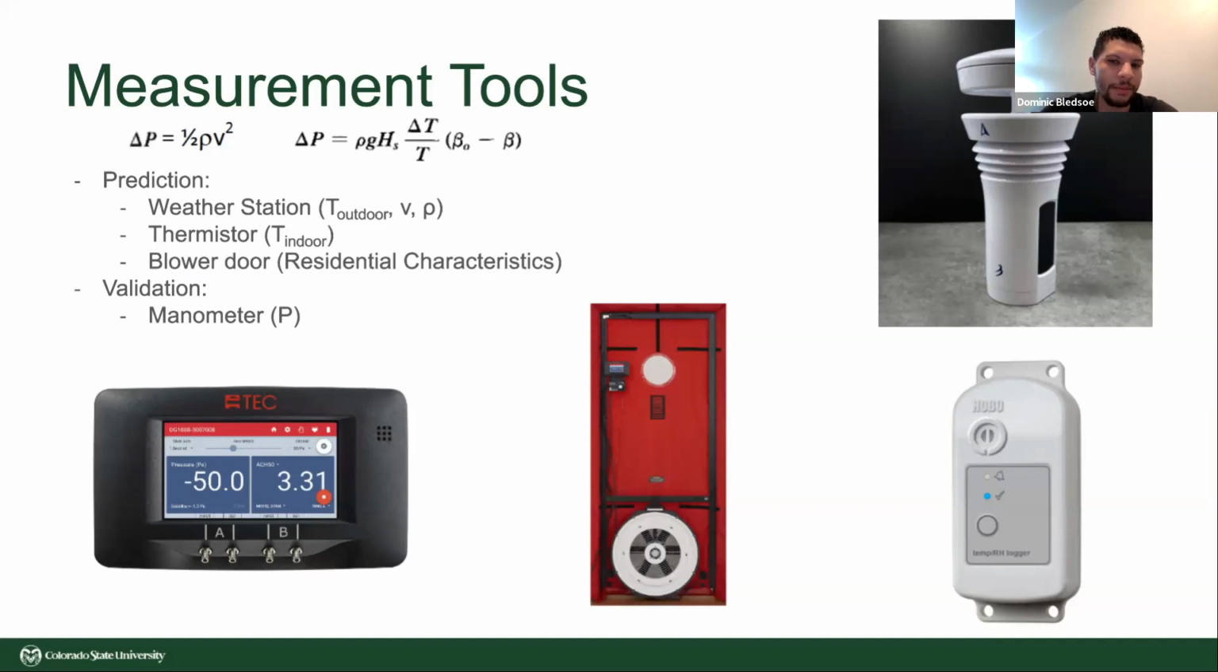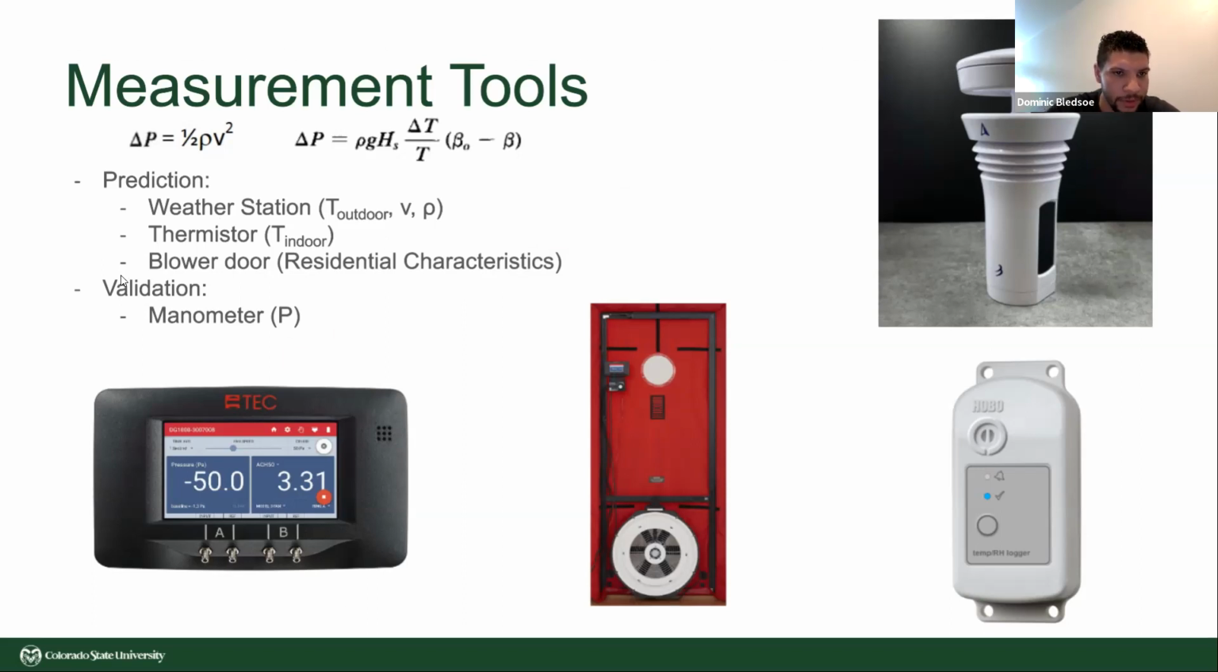And ultimately, to validate the model that I've been using, we used a manometer, which we have on the bottom left. It has some ports. You plug some hoses into them and it'll measure the pressure difference across the building envelope. And then we can relate that to what the model looks like as well.